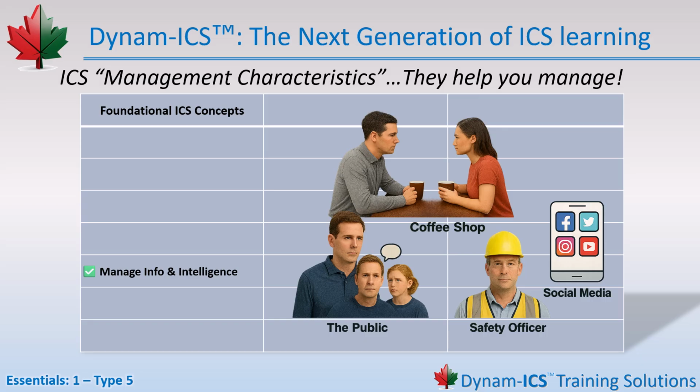And just as important, it reminds us that not all information should be shared freely. Coffee shop talk, casual updates, or social media posts can cause confusion fast. In ICS, information flows through proper channels, verified, logged, and released by the right people, like the public information officer or the safety officer, depending on the message. When managed right, information becomes one of your strongest tools because good intelligence leads to good plans, and good plans lead to safe, successful outcomes.